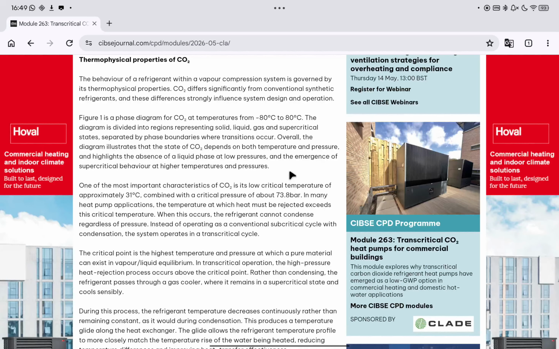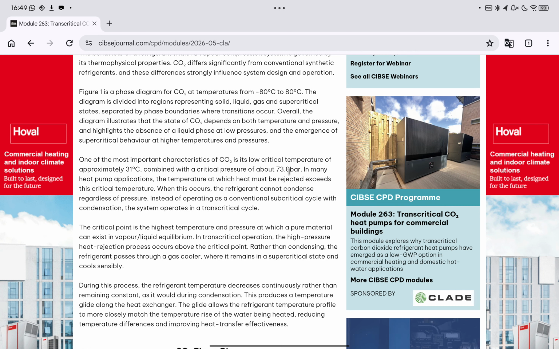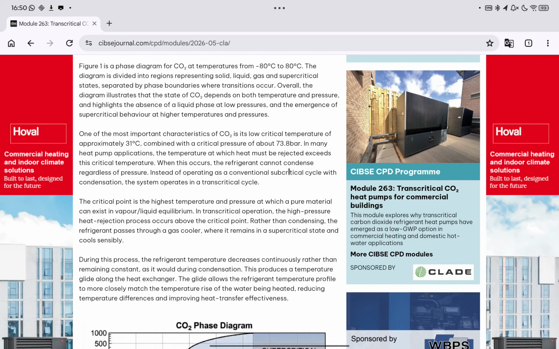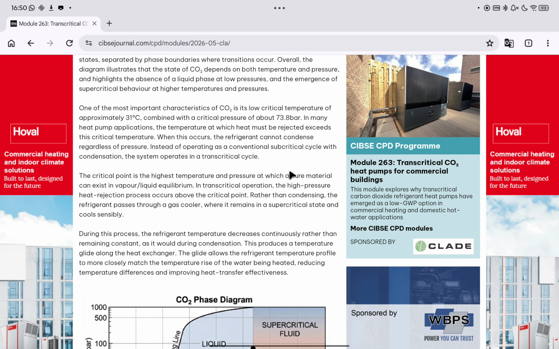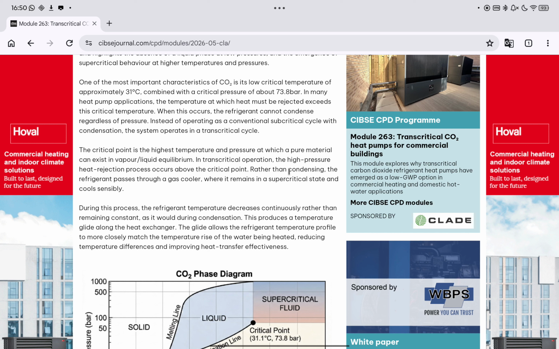The critical point is the highest temperature and pressure at which a pure material can exist in vapor-liquid equilibrium. In transcritical operation, the high-pressure heat rejection process occurs above the critical point. Rather than condensing, the refrigerant passes through a gas cooler, where it remains in a supercritical state and cools sensibly. During this process, the refrigerant temperature decreases continuously rather than remaining constant as it would during condensation. This produces a temperature glide along the heat exchanger.